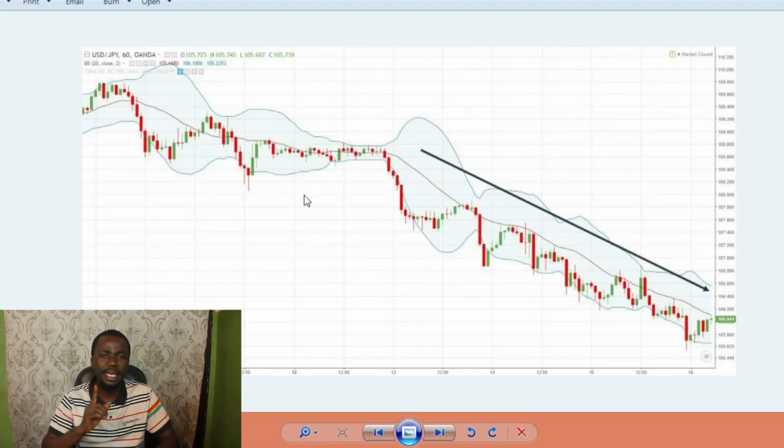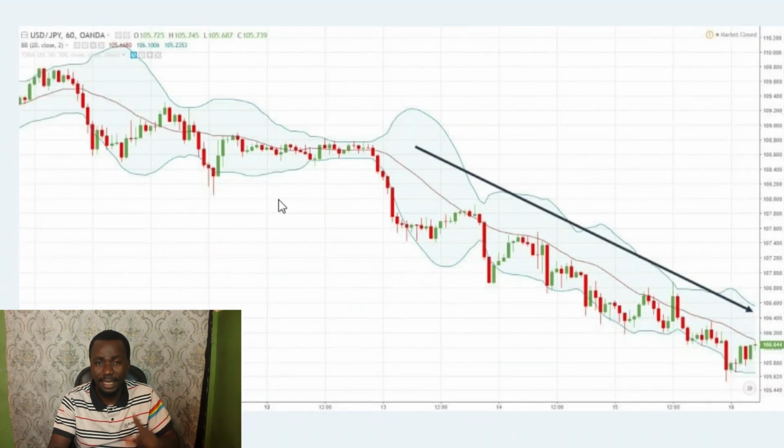So whenever the Bollinger Band is heading down, it means the market is in a downtrend, and whenever the Bollinger Band is heading up, it means the market is in an uptrend. So you can see clearly that the Bollinger Band is heading down, telling you that the market is in a downtrend. So you only trade in the direction of the trend. And like I said before, don't ever buy during a downtrend and don't ever sell during an uptrend. So you can see that the price is always touching the lower band during a downtrend.